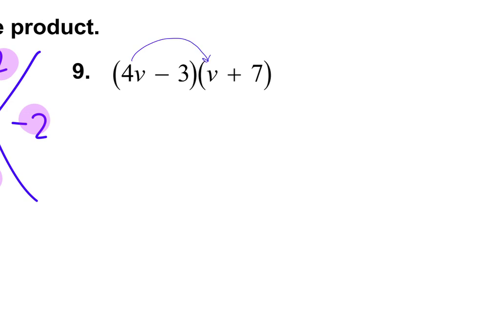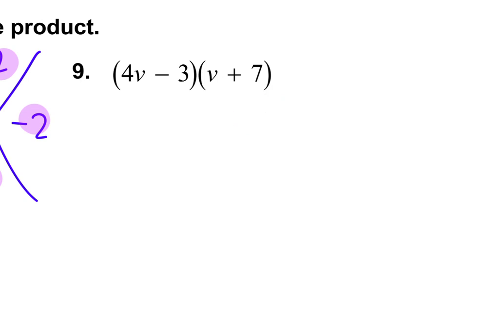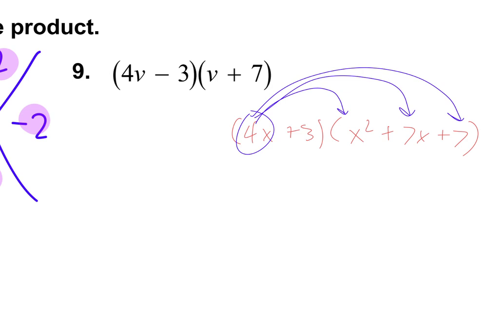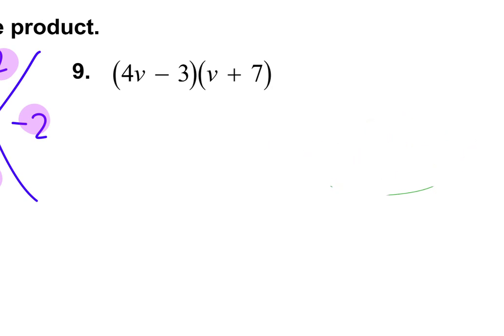4v times v. Hang on, let me back up in case you're like, okay, I think I get it, but let's just double check. This is a binomial, 2 terms. So we want to make sure the 2 terms of this definitely multiply everything over here. In fact, it wouldn't matter if it was a binomial times a trinomial, right? If it was 4x plus 3 times x squared plus 7x plus 7, you would do this. Make sure he multiplies everybody over here, and make sure that he multiplies everybody over here. Does this make sense? Hopefully so. If not, we can talk about it. We can run through it till it makes sense.